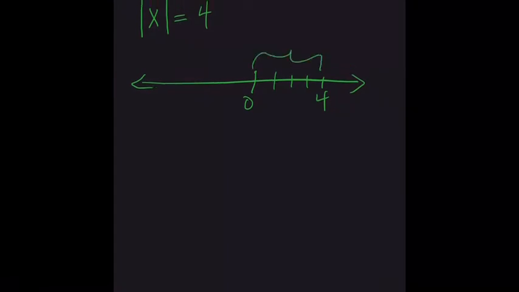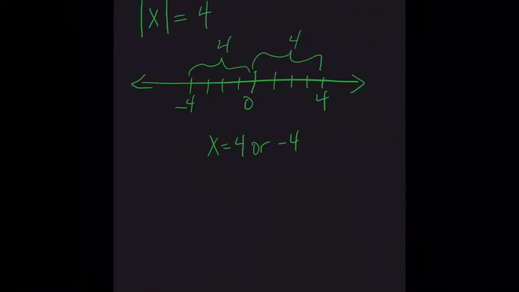But what about 0 to negative 4? That distance is also 4 units, right? So what that tells us is that if the absolute value of x equals 4, then x could equal 4 or negative 4. And we would graph it like this. We'd say it equals 4 or it equals negative 4.